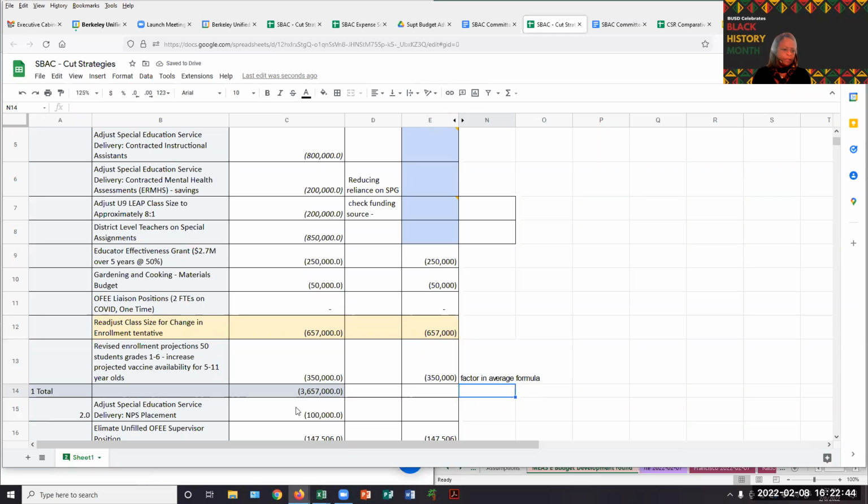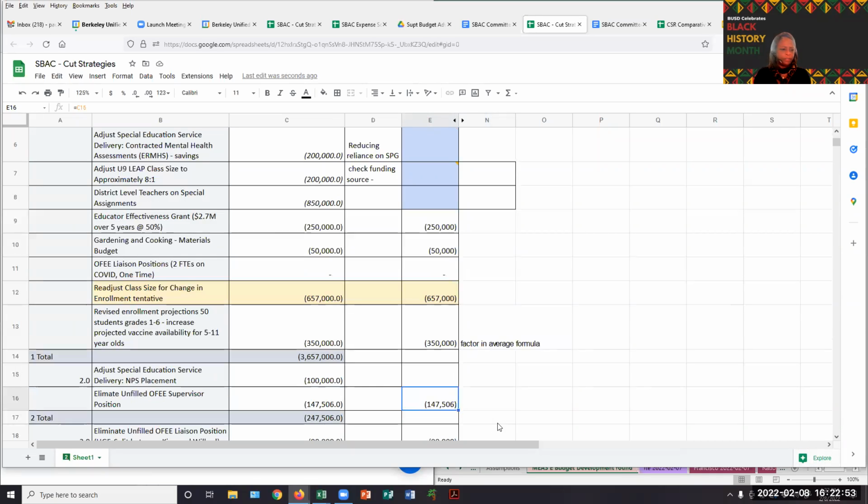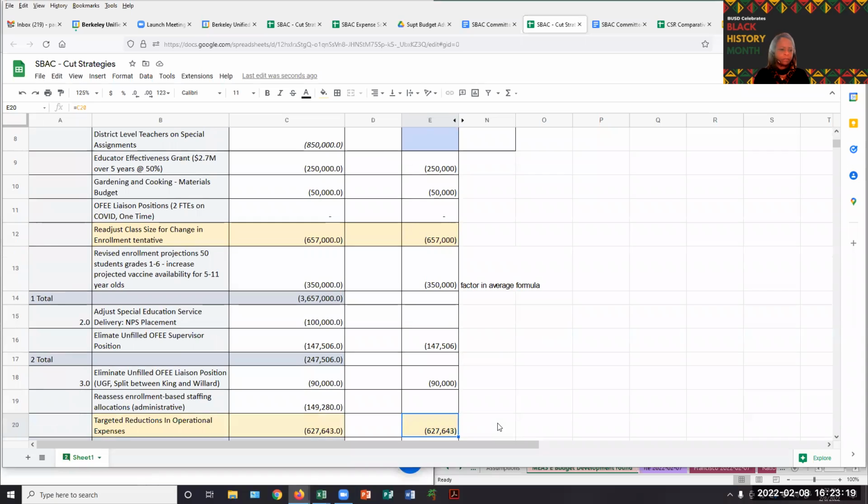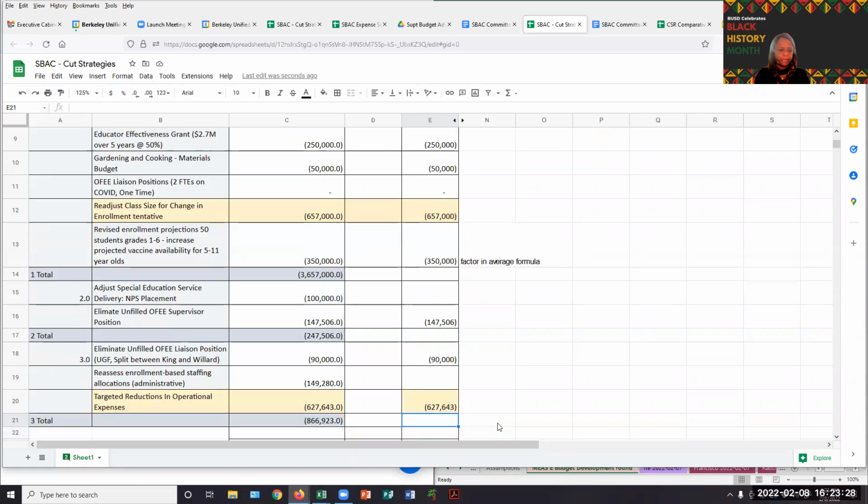And then this other one, our NPS placements, we're not doing that one either. That was our second tier. The other thing that we were focusing on was eliminating the unfilled OFI supervisor position, and we're scoring that one here. We're also eliminating the unfilled OFI liaison positions. It's split between King and Willard, and that will save us about $90,000. We have not scored this reassessment enrollment. We don't think that's going to work at this time.